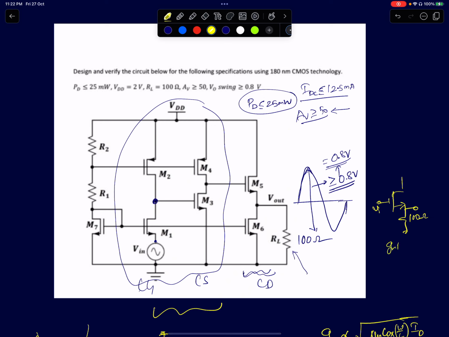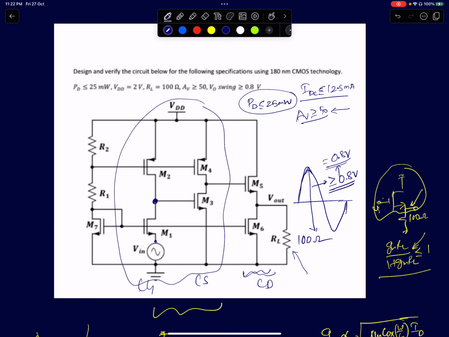I'm going to get a gain of GmRL by 1 plus GmRL. Right? It's an impedance transformer. This circuit is an impedance transformer. The same output voltage will be transferred here, but with a much lower impedance. The impedance will be 1 by Gm. Using that, you can show this to be the expression for gain. And this number will always be less than or equal to 1.